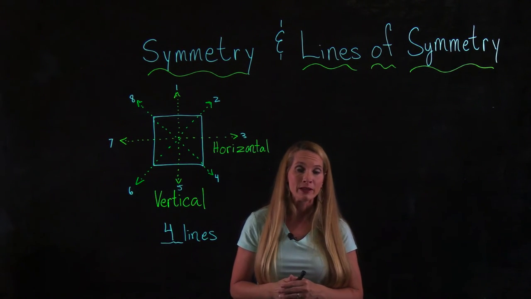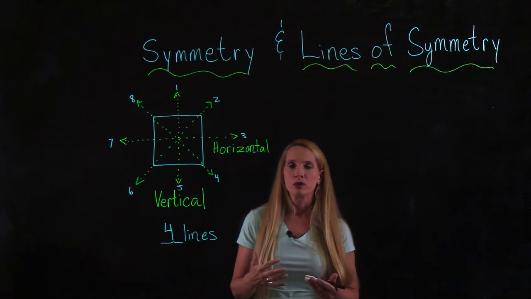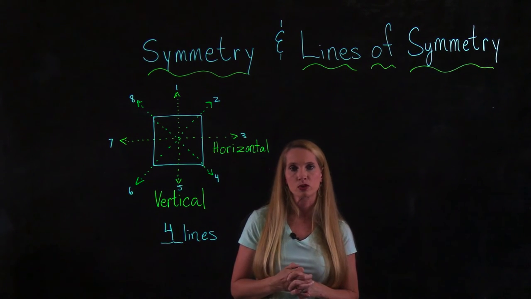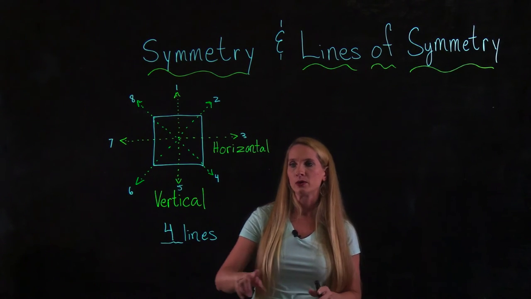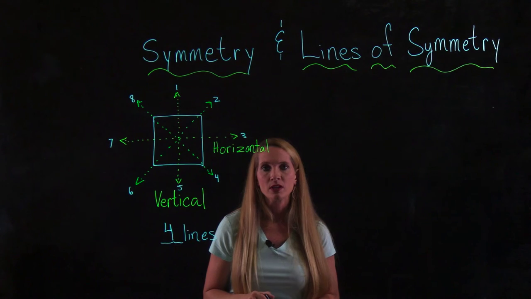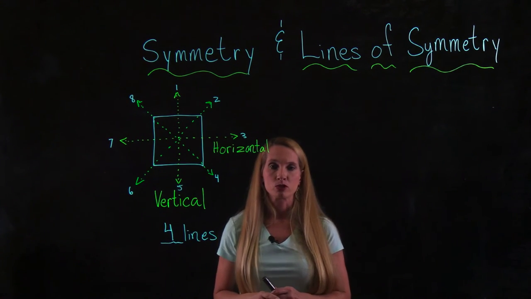So a circle could have many lines of symmetry. We won't go that deep into lines of symmetry, just learning how to find lines of symmetry and knowing how many there are, and knowing that these are vertical, these are horizontal, and the ones that run across are called diagonal.